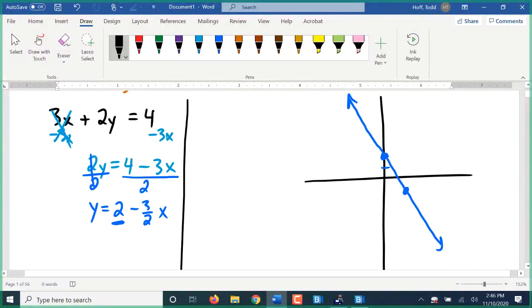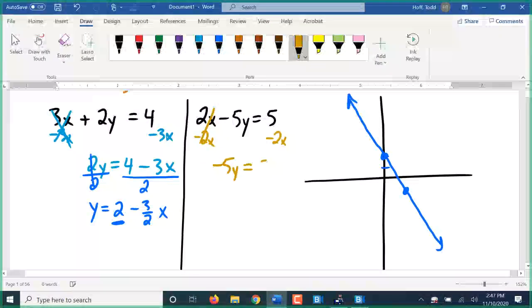Well, let's look at one more similar to that. 2x minus 5y equals 5. So we're going to start off here getting rid of the 2x. That's gone. I have negative 5y equals 5 minus 2x.